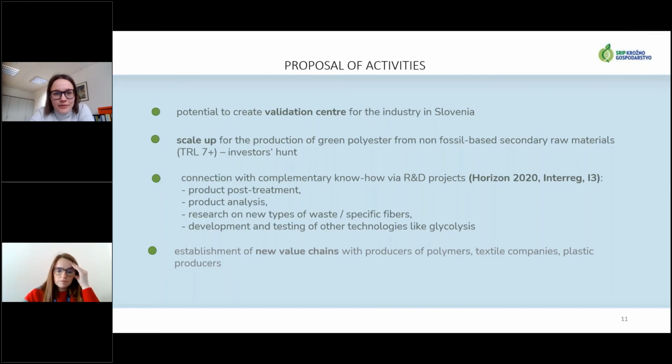So the know-how that we are looking for is the product post-treatment, product analysis, research on new types of waste or specific fibers, if we focus only on textile, and development and testing of other technologies. And finally, of course, what is the main idea of the Vanguard is the establishment of the new value chains, not only on the national level, but interregionally, with producers of polymers, textile companies, and plastics producers.